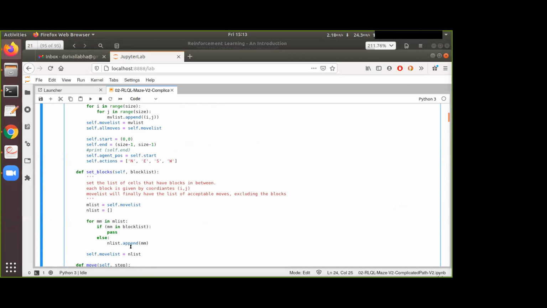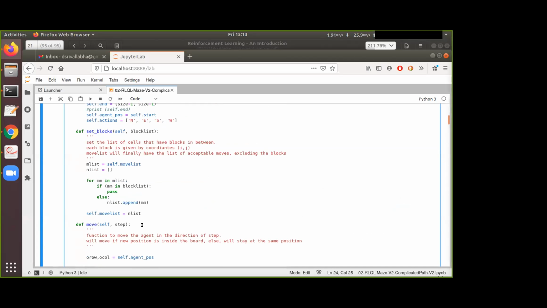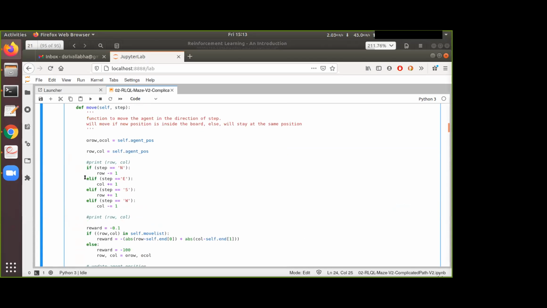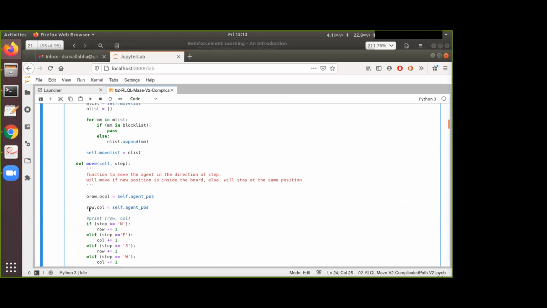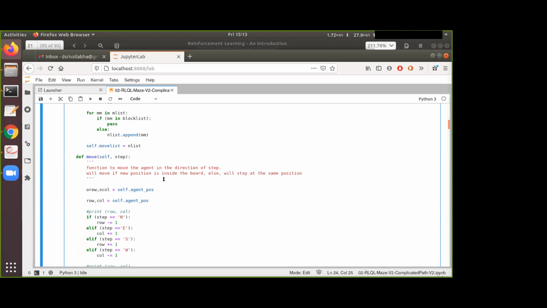Then set blocks is basically a function to set the blocks. You can set the blocks in any of the coordinate cells wherever you want to. We will simply provide a list of tuples, a list of x, y pairs, and we will set the blocks there. Then move is a function to move the agent. You give a step to the agent, and the agent will try to move. If the agent tries to move, we try to update the state of the board. That is all this is about.